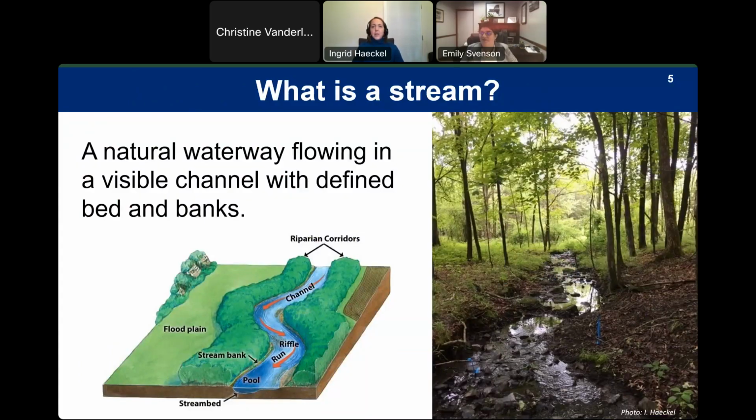So I'll start with some definitions. A stream is simply a natural waterway flowing in a visible channel with a defined bed and banks. And generally we call larger streams rivers. It's important to note that streams are dynamic and they interact closely with their adjacent areas and floodplains, which are low-lying areas that periodically flood after heavy rainfall events and snowmelt. And those are also important parts of the stream system, even though they're normally dry most of the time.